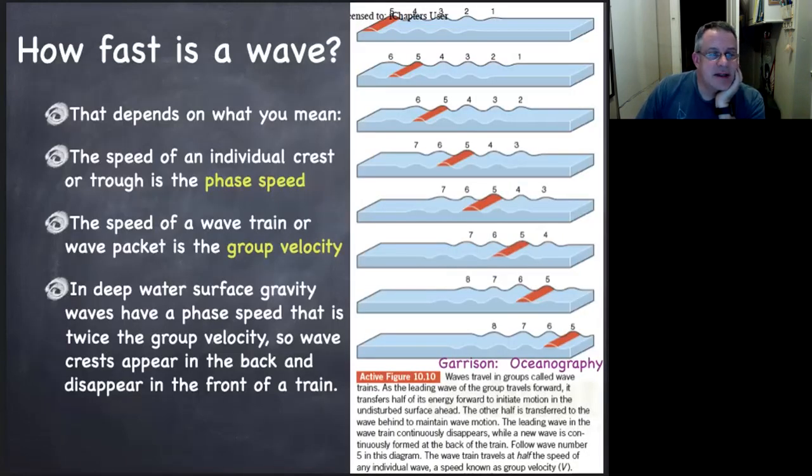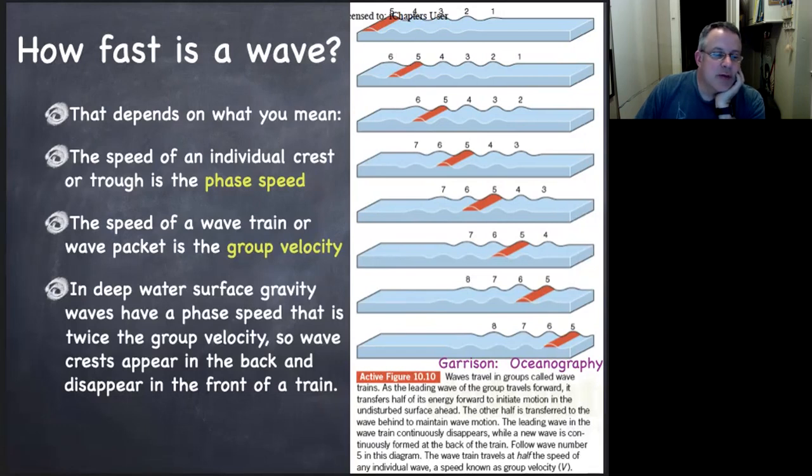How fast is a wave? This is a nice example based on water waves, which have the special property that the phase speed is proportional to the group velocity. So here, this red line is marking one particular phase, one particular crest, that's propagating along with a wave packet. But the wave train travels at half the speed of any individual wave.